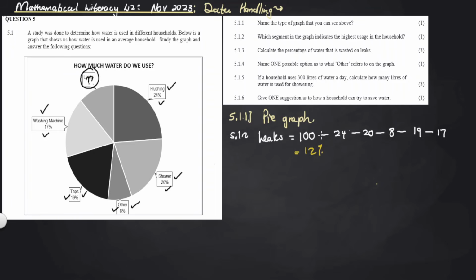The reason why I'm calculating my leaks is because we cannot make a conclusion without knowing how much the leaks percentage is, because it could be the highest. So we had to work that out first, then make our conclusion. Now the highest percentage, I think it's obvious, flushing has the highest percentage. Therefore, the highest percentage is flushing.